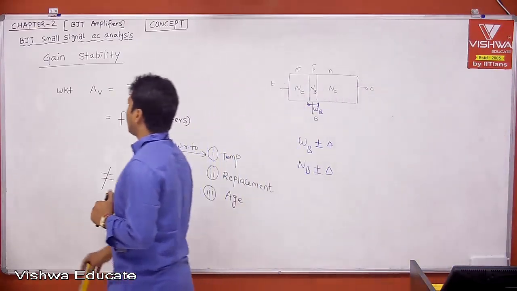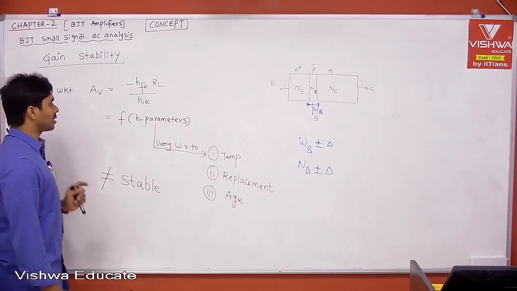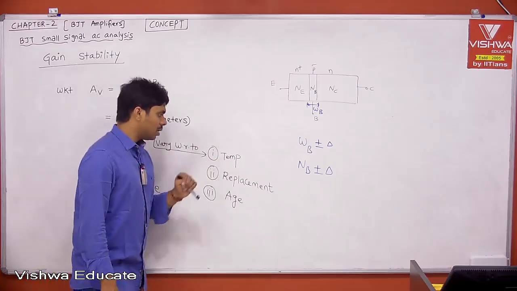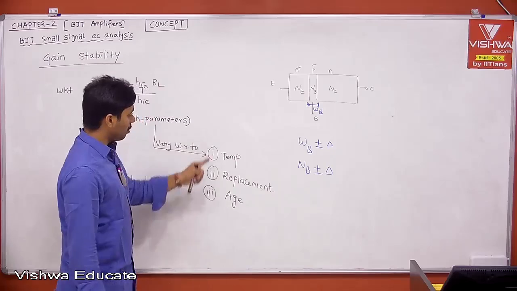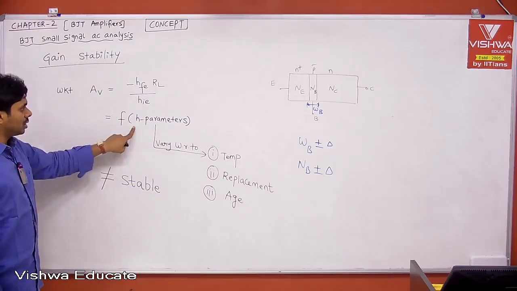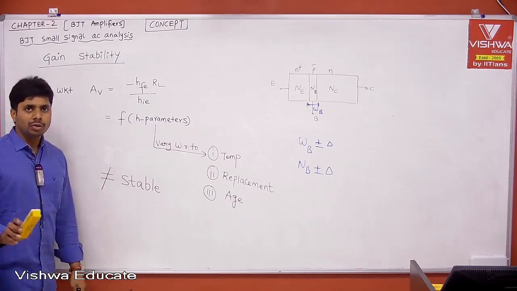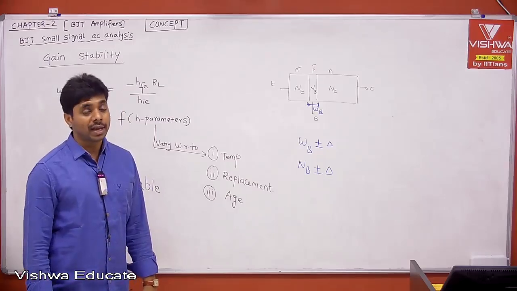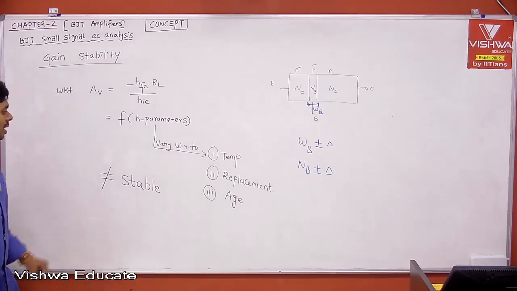In the last session, we had seen the voltage gain, and we got to know that the voltage gain is a function of H parameters, and H parameters in turn depend on temperature, replacement, and age. Because of all these three, your H parameters are changing, therefore your voltage gain is changing, therefore it is not stable. If you want gain stability, then we have to improve the gain stability, not the gain. Tell me, what will you do to improve the gain stability?